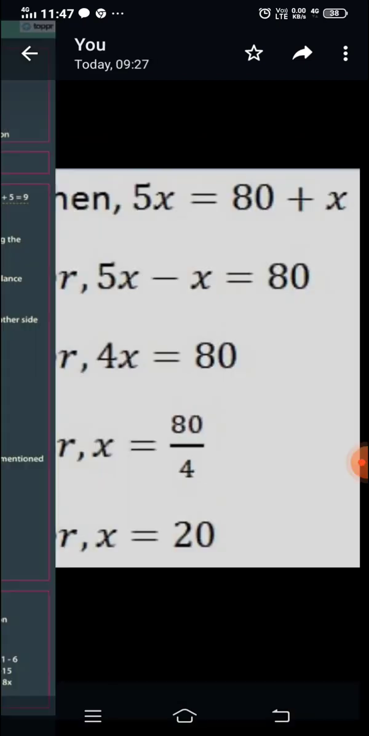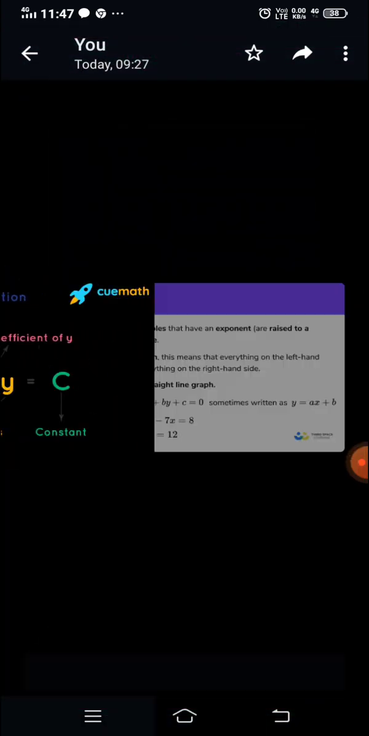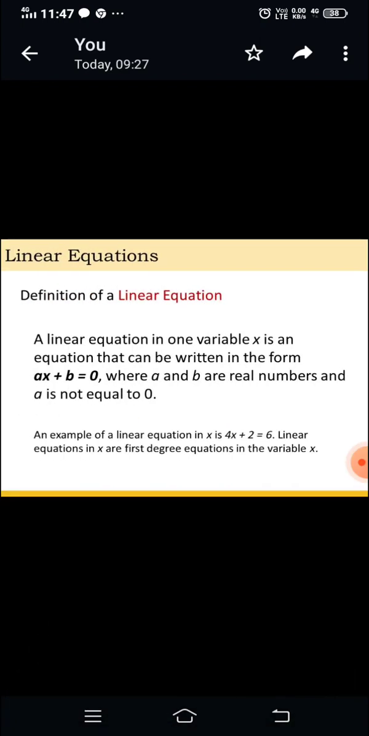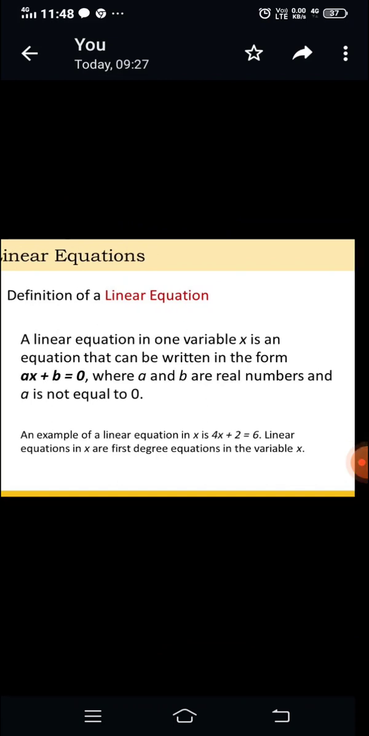The first question is, what is an equation? A mathematical statement that has two expressions separated by an equals sign is called an equation. Now, what is the meaning of a linear equation? A linear equation in one variable x is an equation that can be written in the form ax plus b is equal to 0, where a and b are real numbers and a is not equal to 0.